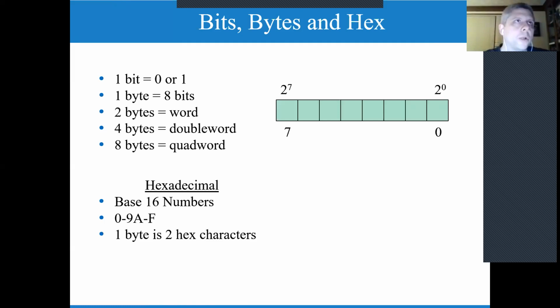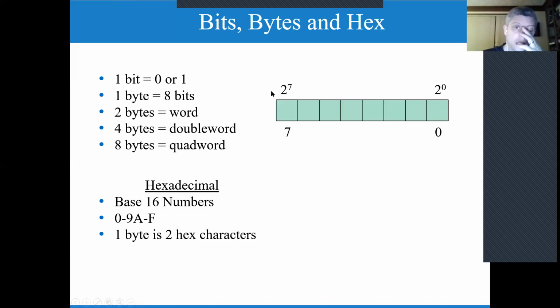Now, most of the time when you're looking at assembler, you're going to see numbers represented in hexadecimal as opposed to decimal. Now, hexadecimal are base 16 numbers. They go from 0 to 9 and A through F. So 0 through 9 is 0 through 9. A is 10, B is 11, C is 12, D is 13, E is 14, and F is 15. And then when you get to what we would consider 16, that's represented as 10 in hexadecimal.